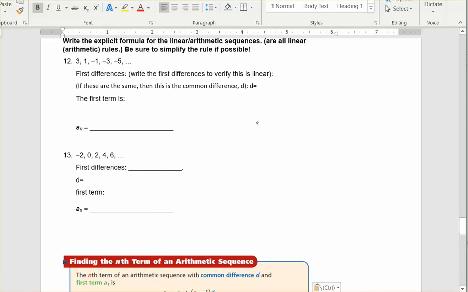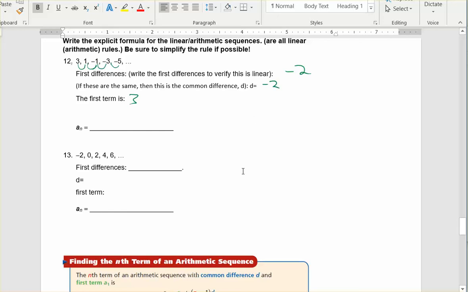So the common difference between, how do you get from 3 to 1? Well, you can subtract 2. Is that the same in each of them? Do I subtract 2 every time? Yes, so the common difference is subtract 2. And that's how I know that it's linear, if that common difference is the same for all of them. The first difference is the same for all of them. So d is equal to -2. The first term is 3, we just get that from the problem.